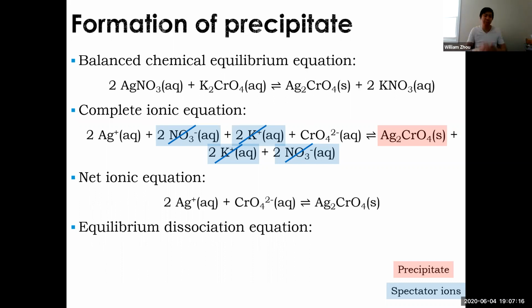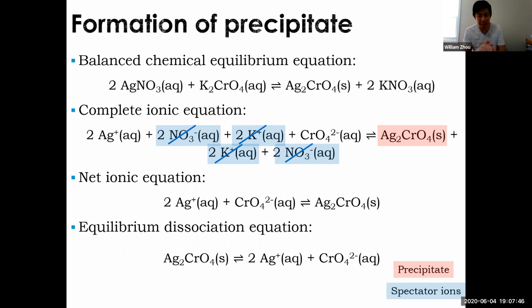So the net equation, if you just cross out all the spectators, you have 2 silvers plus chromate ion, you get silver chromate solid. That is the ionic equation. But look, the solid is on the right side. The ions are on the left side. That's a big no-no, so switch them. You now have silver chromate, the solid, on the left side. That's the convention. The dissolved ions on the right side, so that the forward reaction is dissociation.